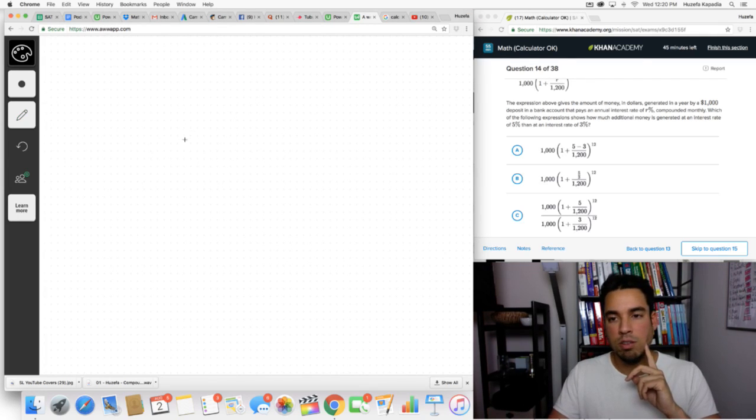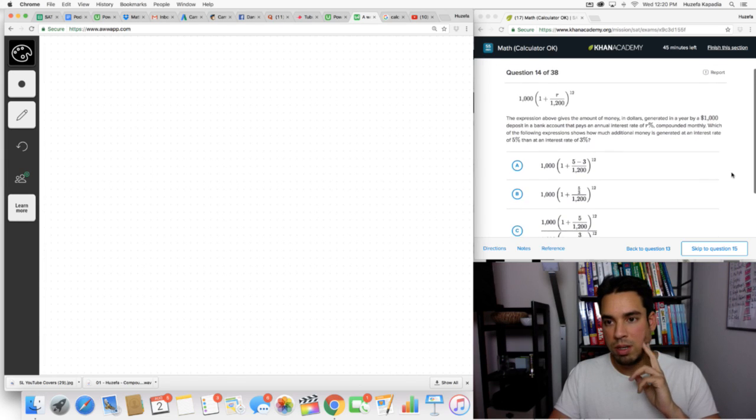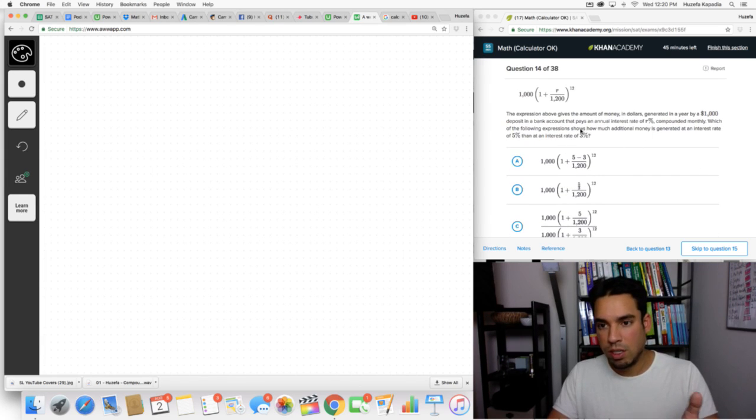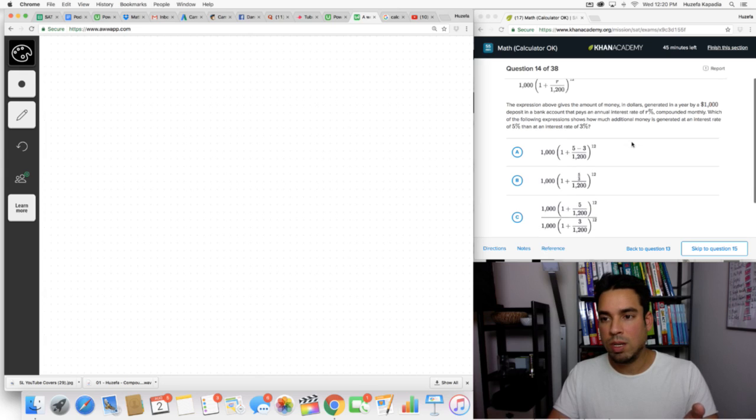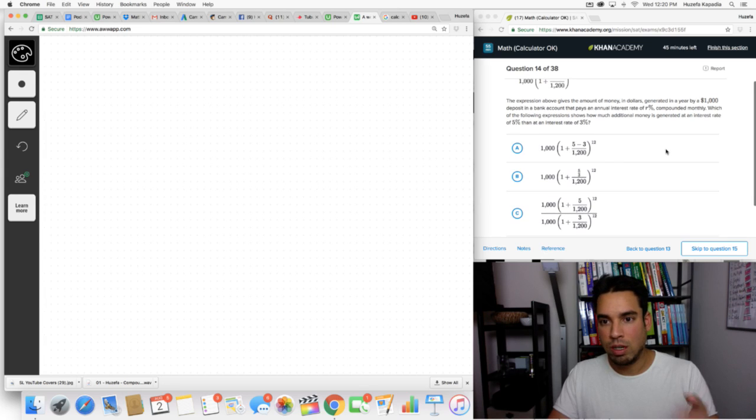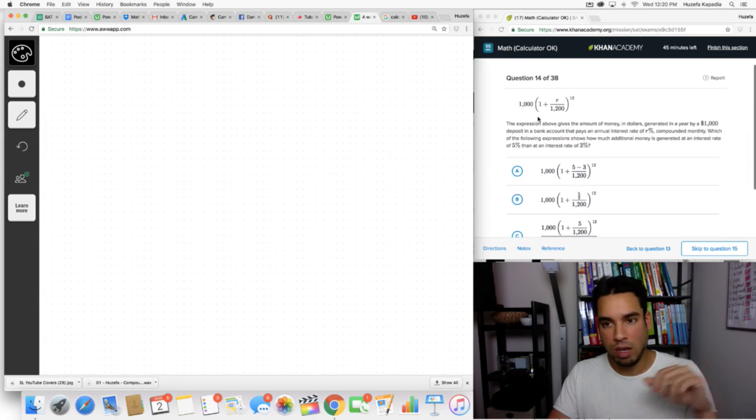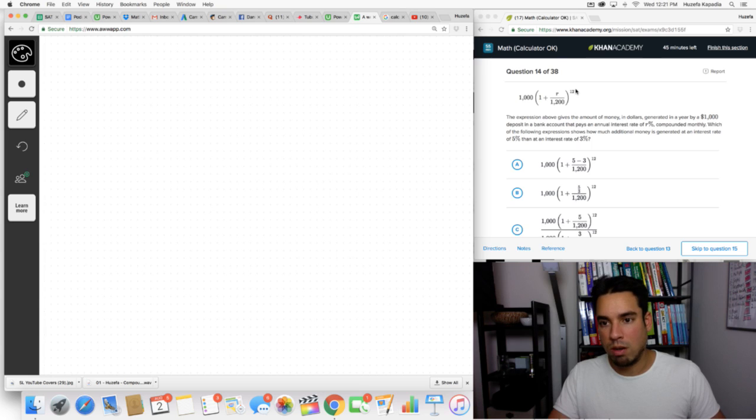Next, the expression above gives the amount of money in dollars generated in a year by a $1,000 deposit in a bank. This is, by the way, compound interest. Yeah, this looks like the formula for compound interest. Anyways, it pays an annual interest rate of R% compounded monthly. Which of the following expressions shows how much additional money is generated at an interest rate of 5% than 3%? Okay, so the interest rate goes right here, but they're also not including something here, the amount we're compounding. Oh, actually no, it's just n times t, so that's going to stay consistent.